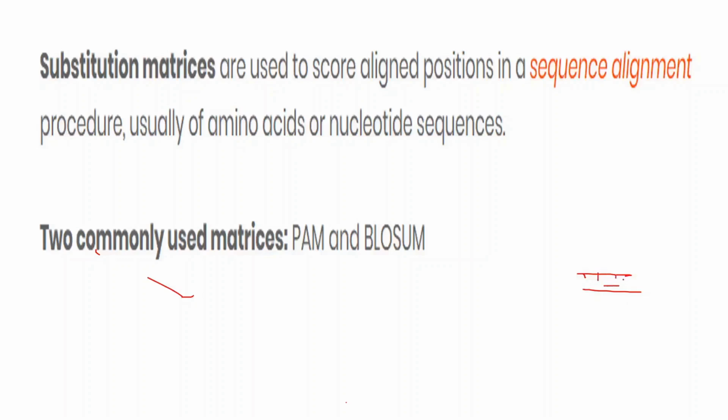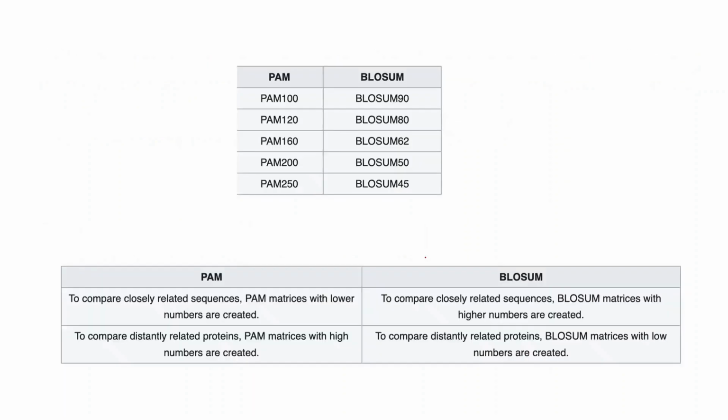There are two common substitution matrices. One is PAM and one is BLOSUM. PAM is point accepted mutation, and BLOSUM is block substitution matrix. These are the different kinds of PAM matrices, and these are the different kinds of BLOSUM matrices. So when should we use the PAM matrix and when should we use the BLOSUM matrix?